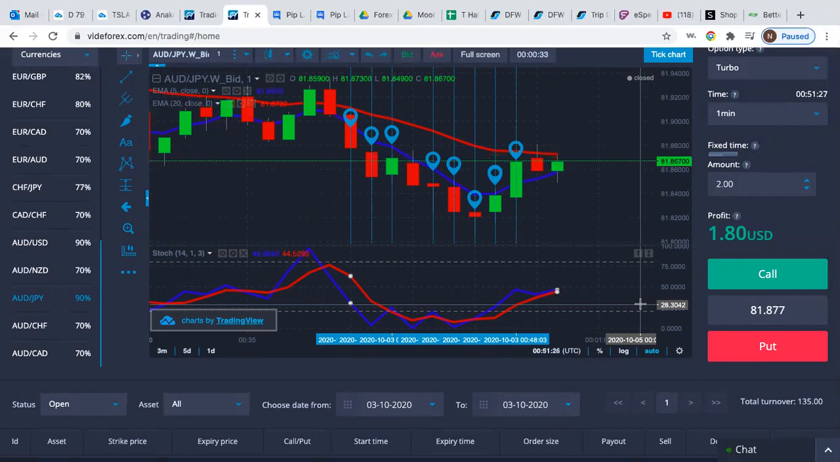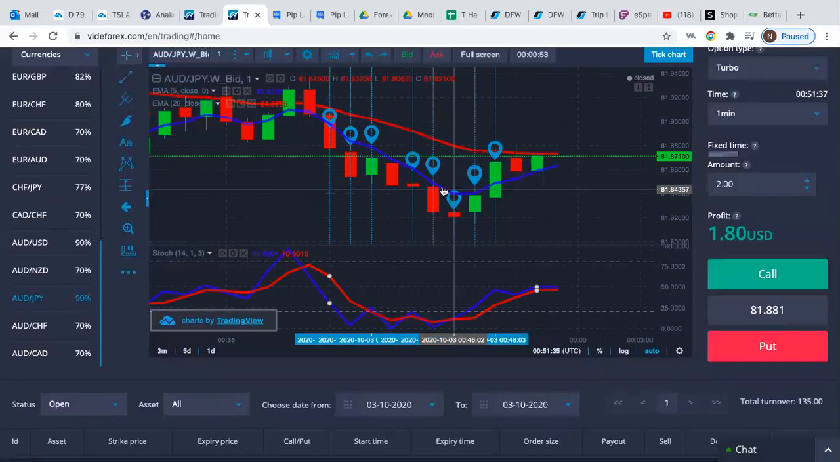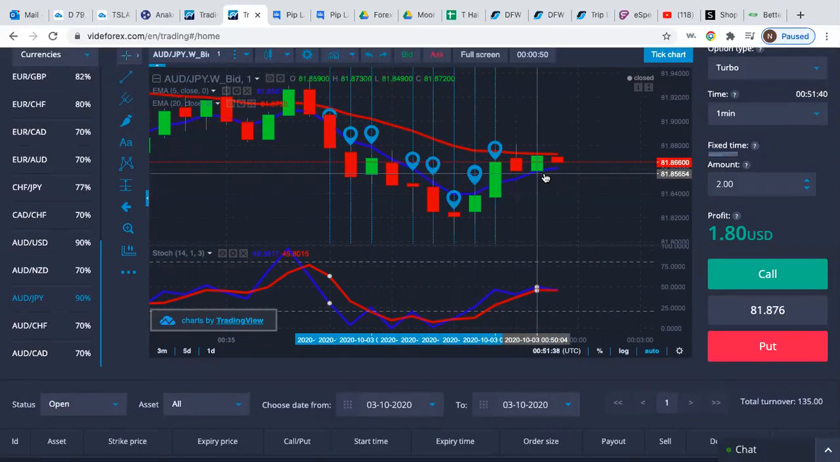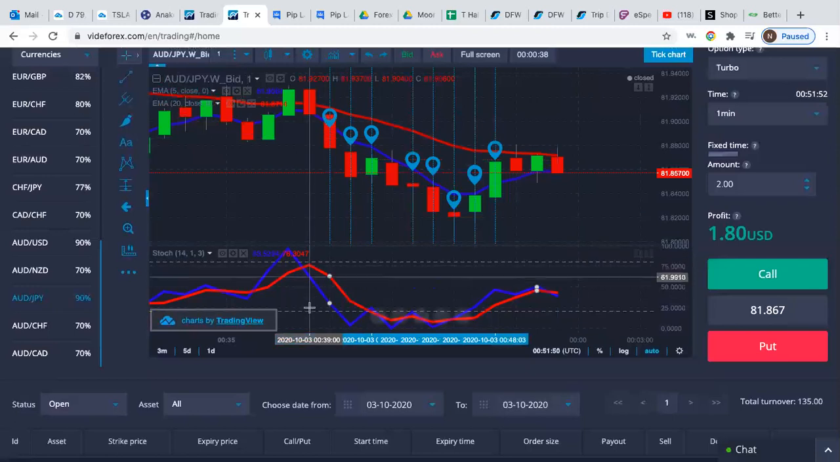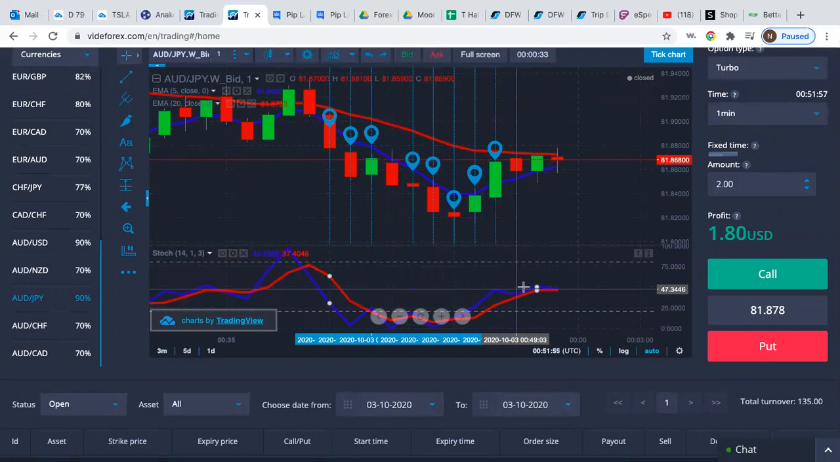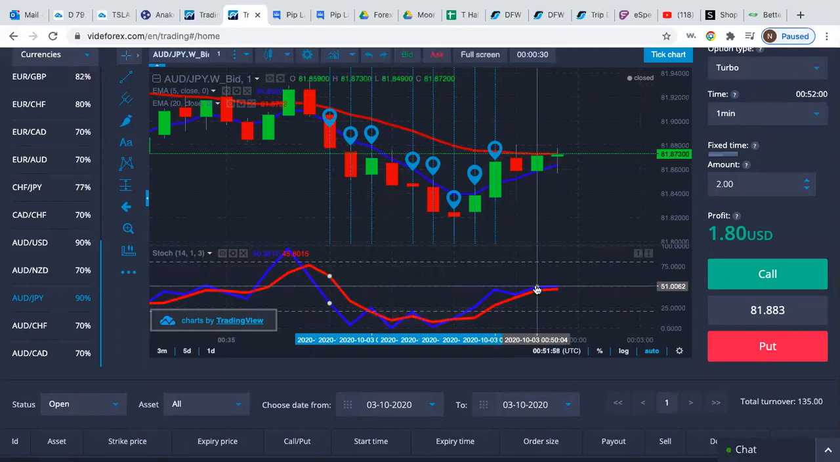All right, so what you are looking for. When this blue line, I call it the money line, because this is gonna let me know what I need to do in order to get some money. If the blue line is beneath the red line, then it's a sell. If this blue line is above this red line, then it's a buy. With the stochastic, it's exactly the same thing. If the blue line is above the red, it's a buy. If the blue is below the red, it's a sell.